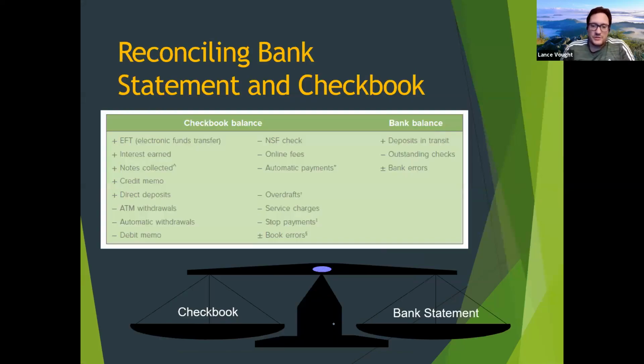So what you want to do when you're reconciling is make sure that everything is accounted for. Your checkbook balance needs to account for all the fees and things like that. Some of them are probably in there, some of them are delayed.